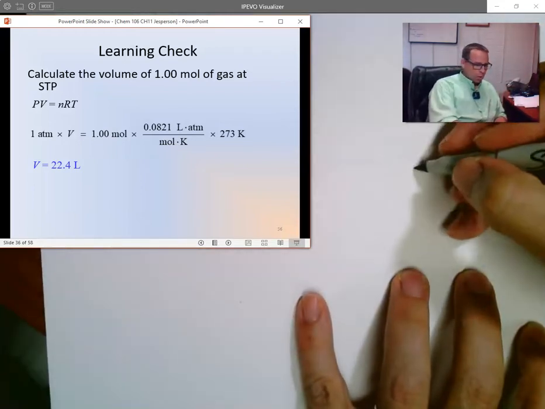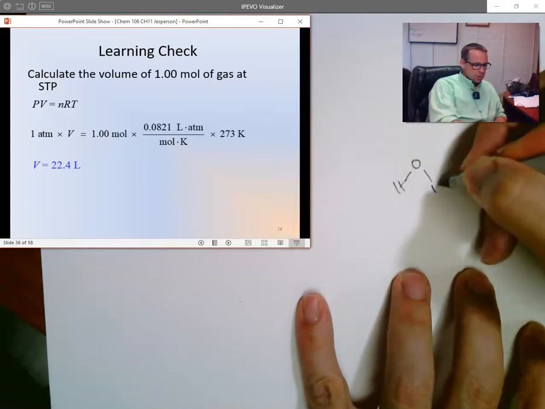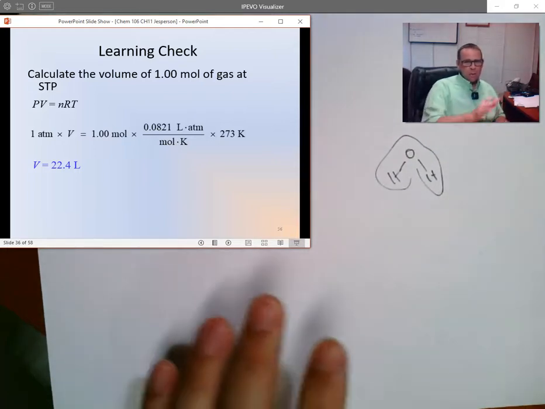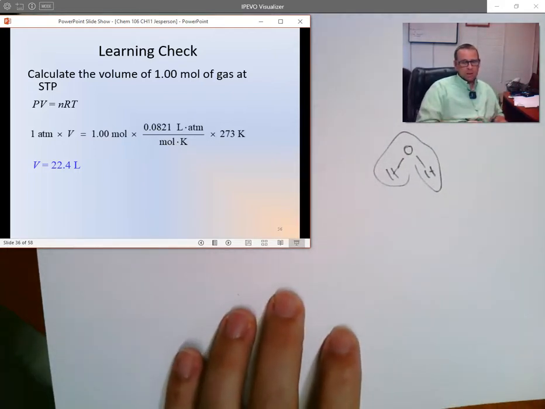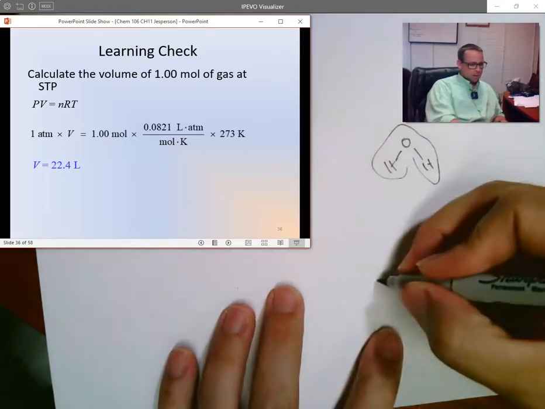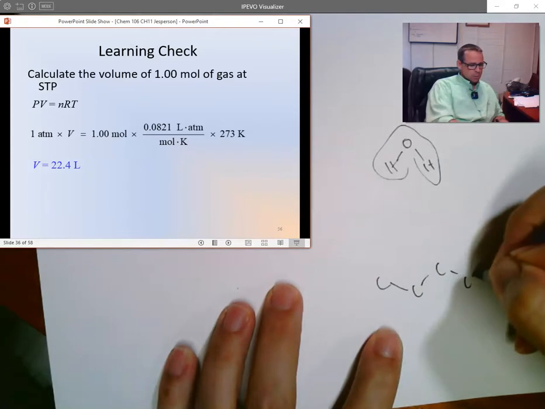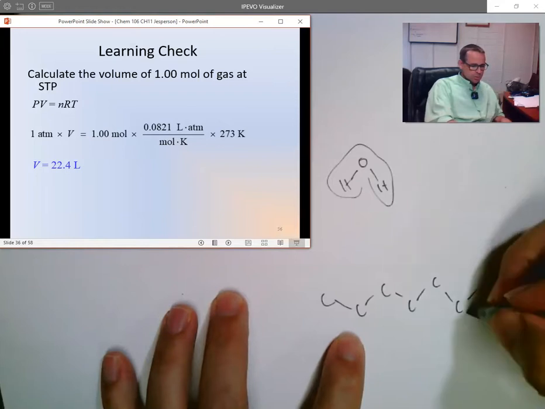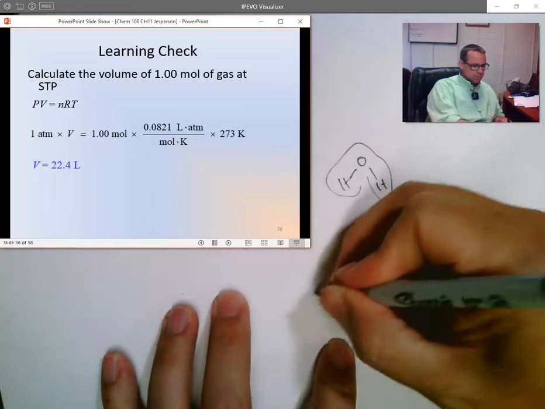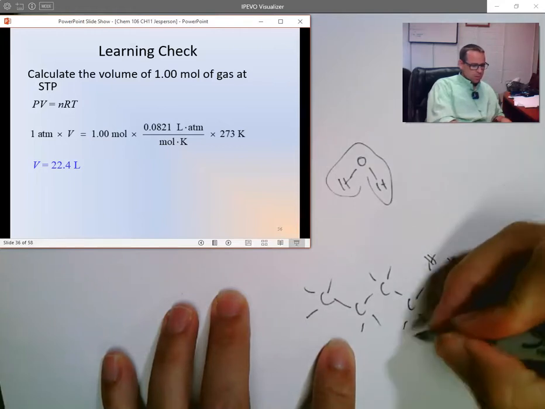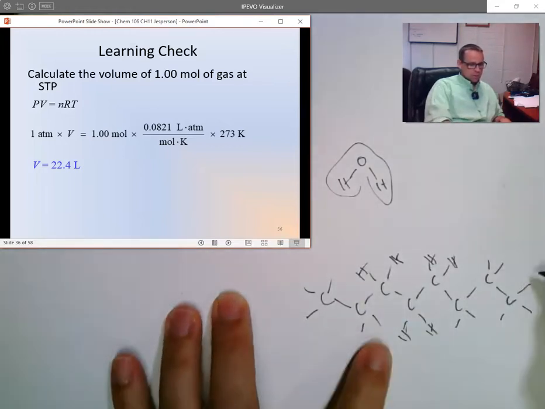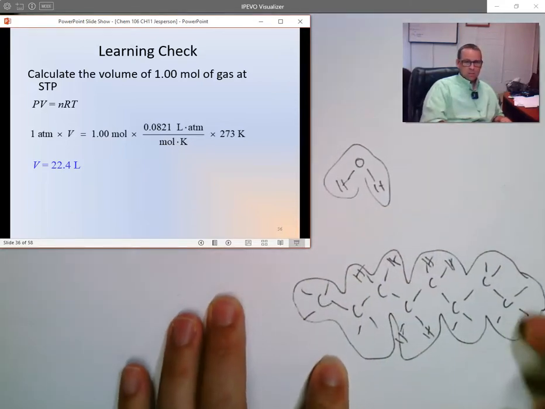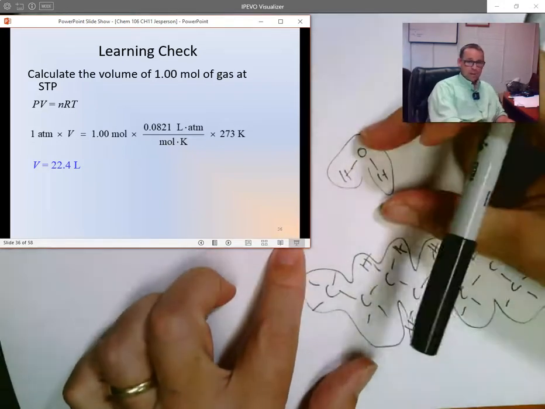If I draw a water molecule, there it is, H2O, right? And say, okay, that's how big it is. And then I draw a different compound. Maybe I draw something like octane, right? 8 carbons, and 18 hydrogens. All of these are hydrogens. Okay? Here they all are. Much larger compound takes up much more volume than this compound here.